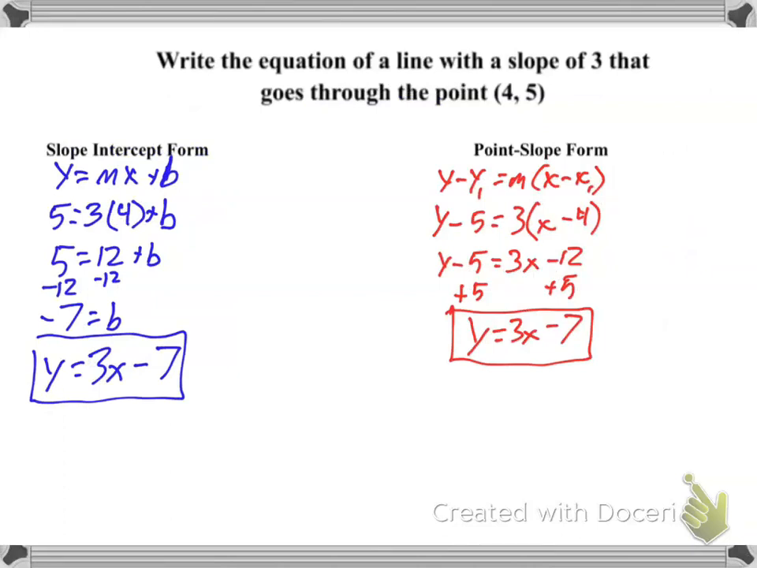And then you have two different ways to write the equations of your lines. You have slope-intercept form, or you have point-slope form. Either way is fine. It's just up to you, whichever one you like best.